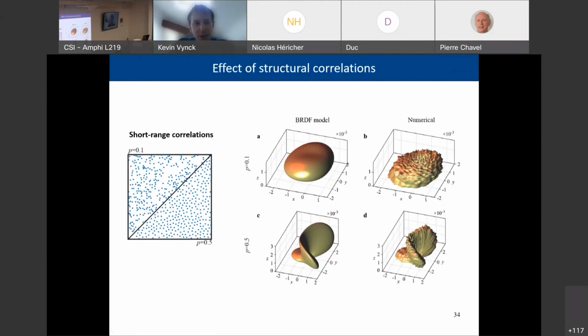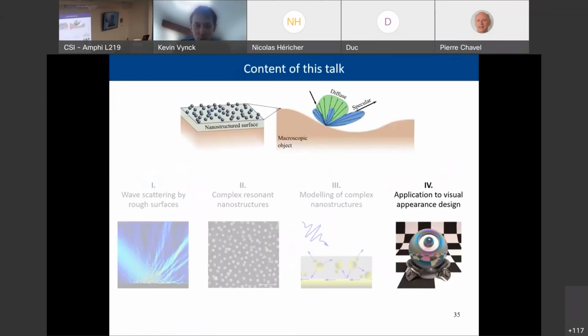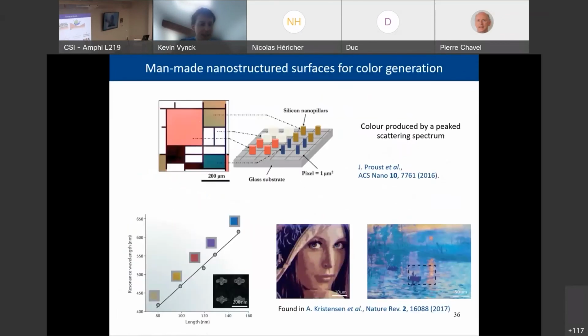And the second observation, that is probably more interesting, is that if you take a system and you just engineer a bit the correlations in your system, so you move from this system to this one here, you really have a scattering diagram that is very different. And we will use that in this last part to create some new visual effects. This is an example of application of these complex nanostructured surfaces.